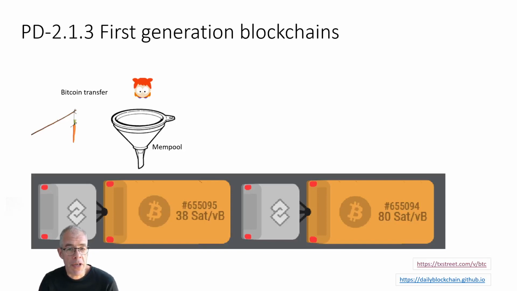How does a first generation blockchain work? So we're using Bitcoin as an example. You have several Bitcoin transactions and you're gathering them and putting them in a mempool. So that's a reservoir of transactions that have to be done. And you end up with those transactions in a block.